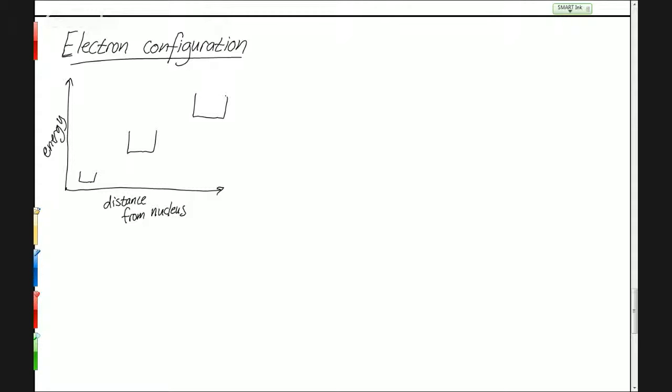And then there's 3 numbers you need to remember. 2, 8, and 8. And that's the capacity of our buckets, or the capacity of our levels. And this tells us that in the first level, there's only room for 2 electrons.